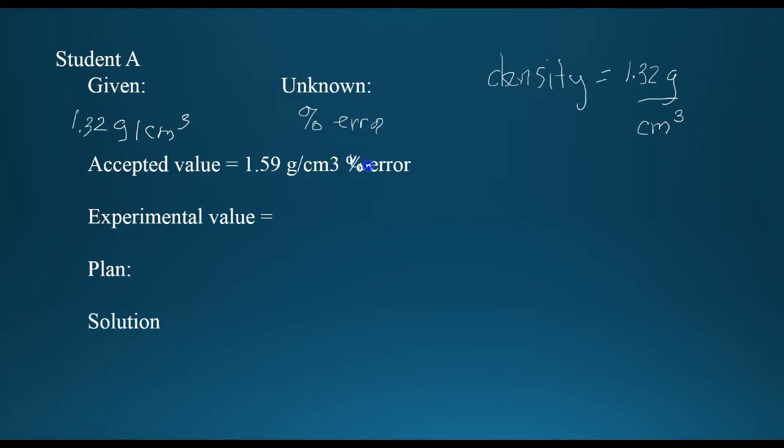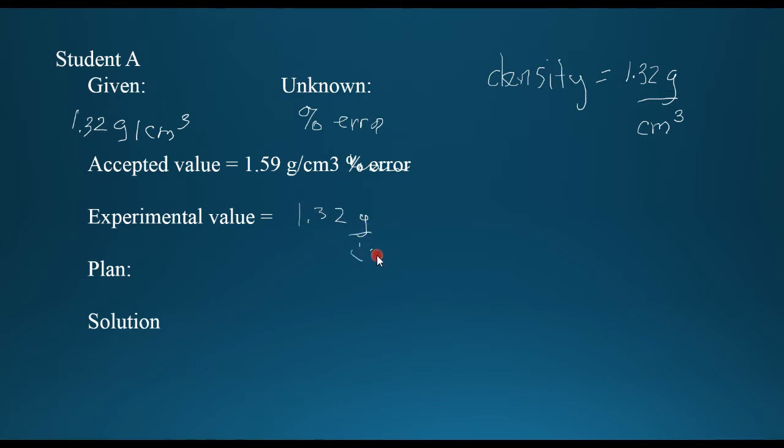I'm going to cross this off. The accepted value is 1.59 grams per centimeter cubed. So the accepted value, which is the true value, the reference value, is 1.59 grams per centimeter cubed. The experimental value is what the student determined, and that is 1.32 grams over centimeter cubed.